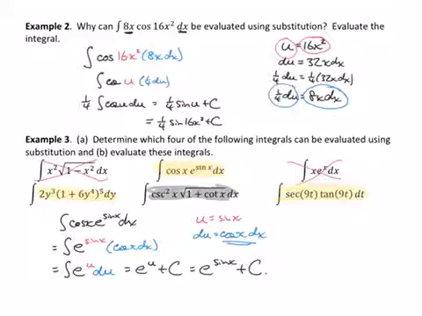Okay, so let's do the others here. The next one on our list was the integral of 2y cubed times (1 plus 6y to the 4th) to the 5th dy. So, as we mentioned before, the inside, its derivative is 24y cubed. I don't have the 24, but I do have the y cubed.